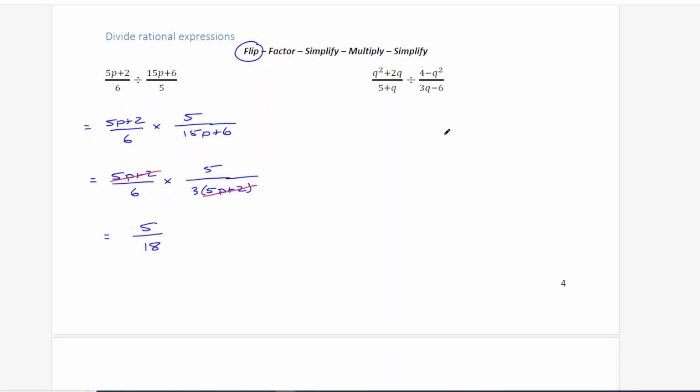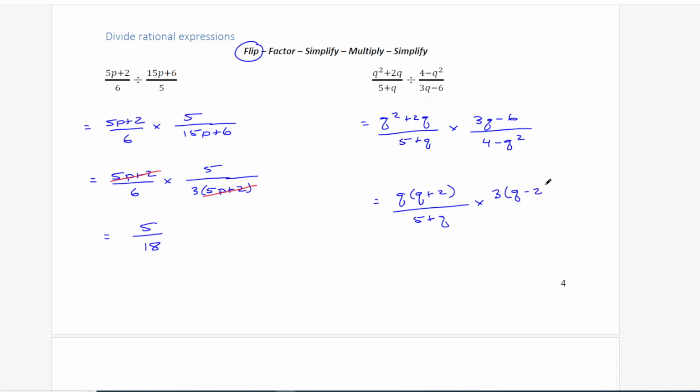All right, maybe pause the video and give this one a go. First thing I'm going to do is flip the second fraction. Now sometimes I will flip and factor at the same time, but not in this video. But if you feel like you can, feel free. Okay, so now that I've flipped the second fraction, I'm going to factor everything. So in my numerator, I can greatest common factor out a q to be left with q plus 2. Denominator is 5 plus q. Numerator, I could factor out a 3 to be left with q minus 2.